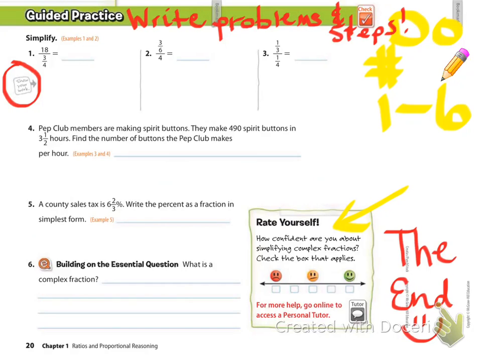For 1, 2, and 3, set up the problem. Now for number 4 and 5, I'm not telling you to write the word problem, but I am telling you to take the important numbers from the word problem and set it up just as I modeled for you from the book. Okay, and last, don't forget after you answer your questions 1 through 6 to rate yourself how well you think you understand.